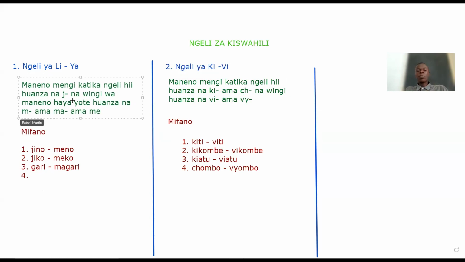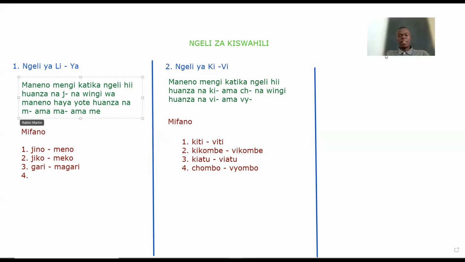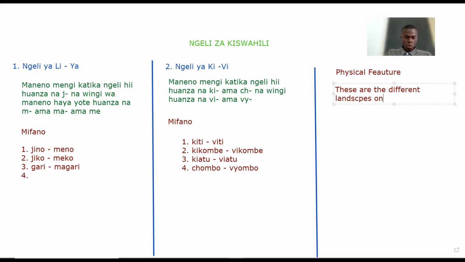So that's the way you teach things that gonna have lots of notes. So maybe the final one, maybe let me say you're teaching physical features in geography, physical features or social studies. And you say these are the different landscapes. So that's the explanation, the different landscapes on the face of the earth.